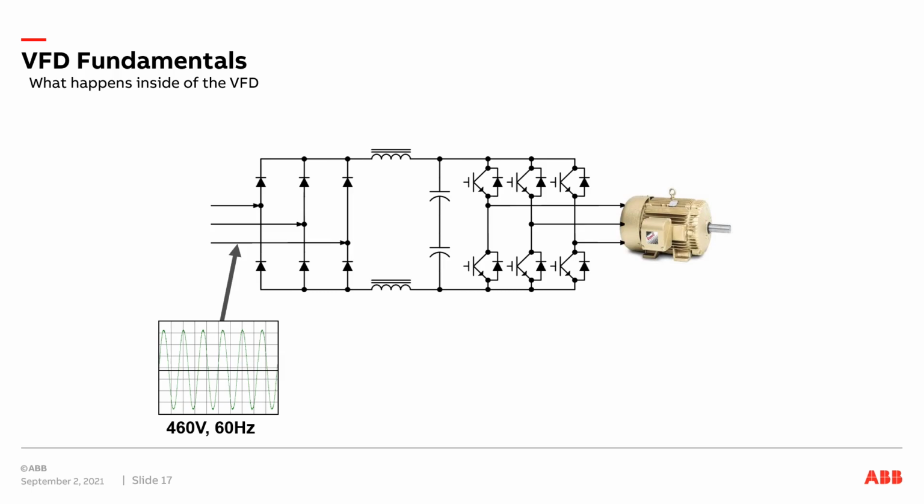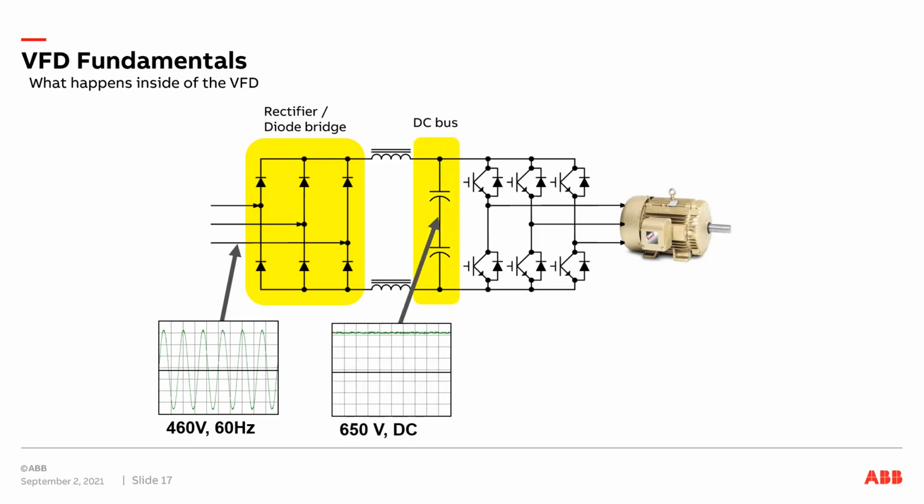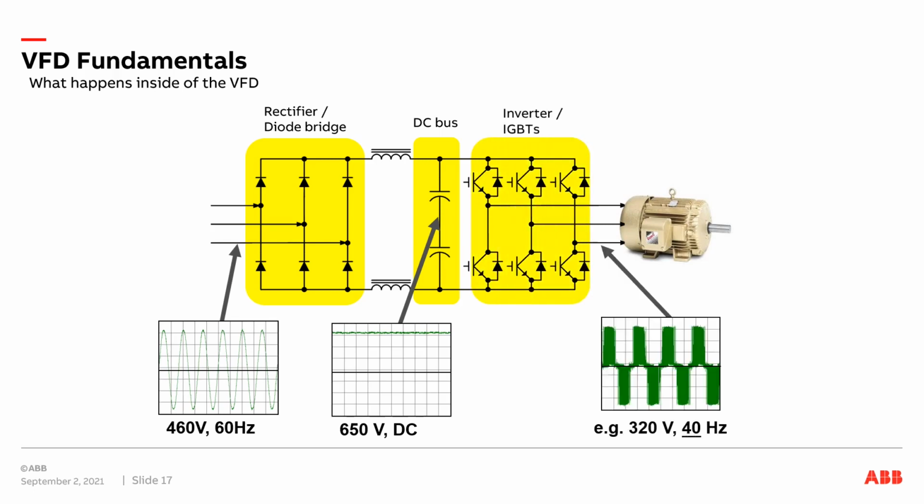The input power being applied to this drawing is 460 volts, 60 hertz AC, 3-phase. It arrives at the rectifier, which is a diode bridge. This is a 6-pulse bridge. There are 6 diodes. It's converted to DC, which converts 460 volts AC to about 650 volts DC, and it's stored on the DC bus. The inverters, the IGBTs, pulse width modulate the output to create a new voltage and a new output frequency.